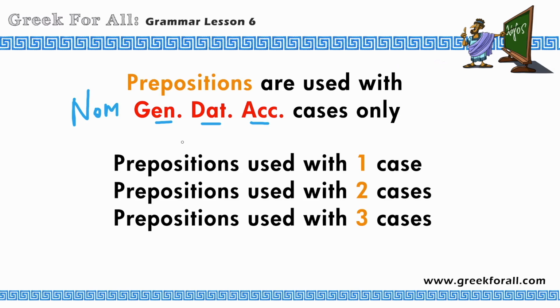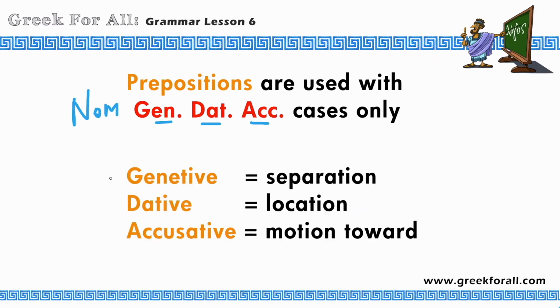Now, before proceeding to examples, let's look at the main ideas of each of these cases. Here we have it. The main idea of the genitive case is separation. The dative case indicates location. It is one place, no movement. And the accusative case often indicates the motion toward. It also points to the place, but it shows some movement. The dative case does not have any movement, but the accusative case shows the movement or motion towards a certain place.